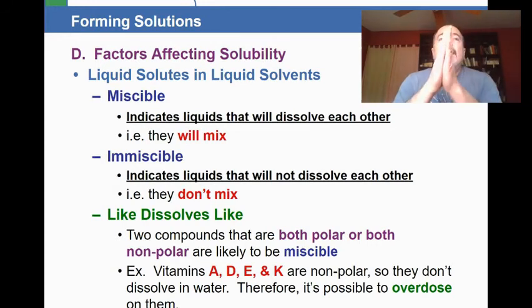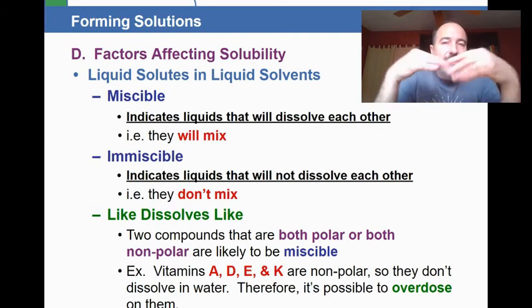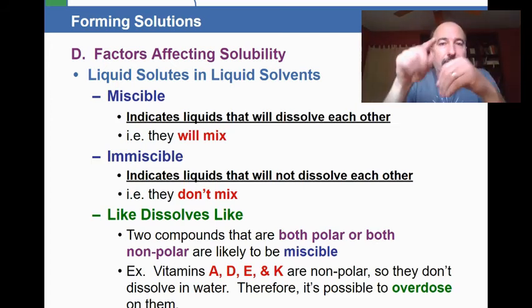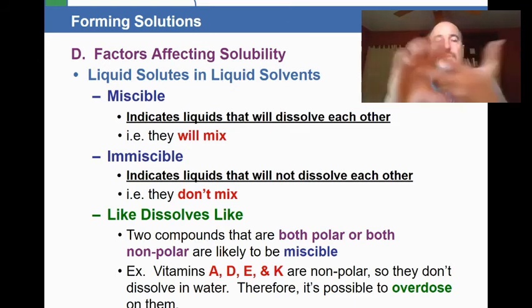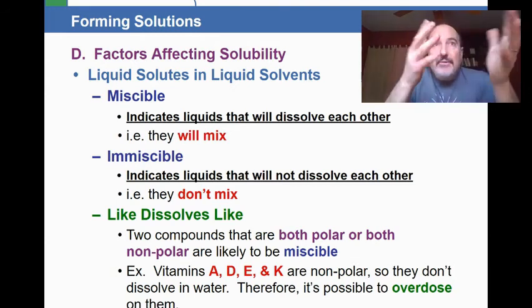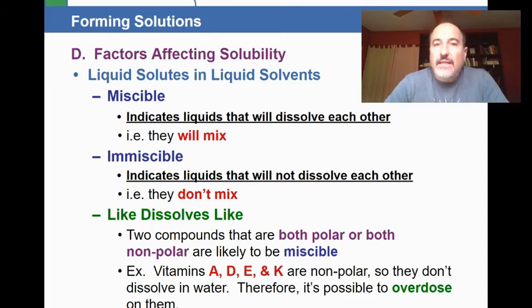Now, next things are liquids dissolved in other liquids. This is kind of a weird concept, but do you ever notice how with certain paints you can wash your brushes with water, but with other types of paint, like nail polish, you can't wash it off with water? Instead, you need paint thinner or turpentine or nail polish remover, something like that. And that brings up this concept known as like dissolves like.